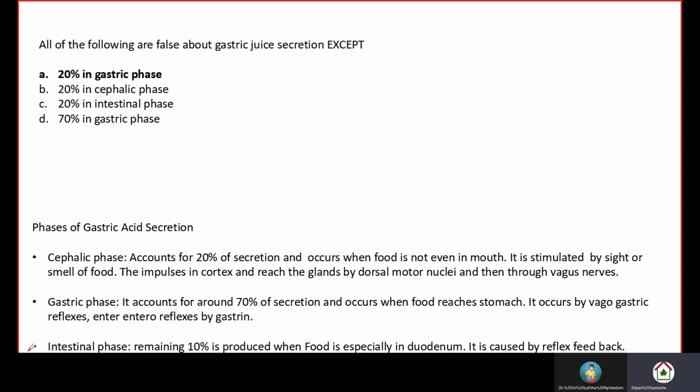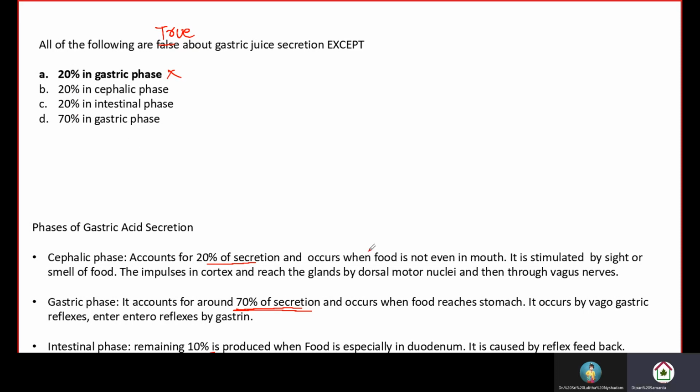Anyway, the question is a little wrong. It should be: all of the following are true about gastric juice secretion, except 20% in the gastric phase. This is wrong. This should be 70%. Gastric phase is 70% of secretion, and cephalic phase accounts for 20% of secretion. Intestinal phase also 10%. It is written 20 approximate.